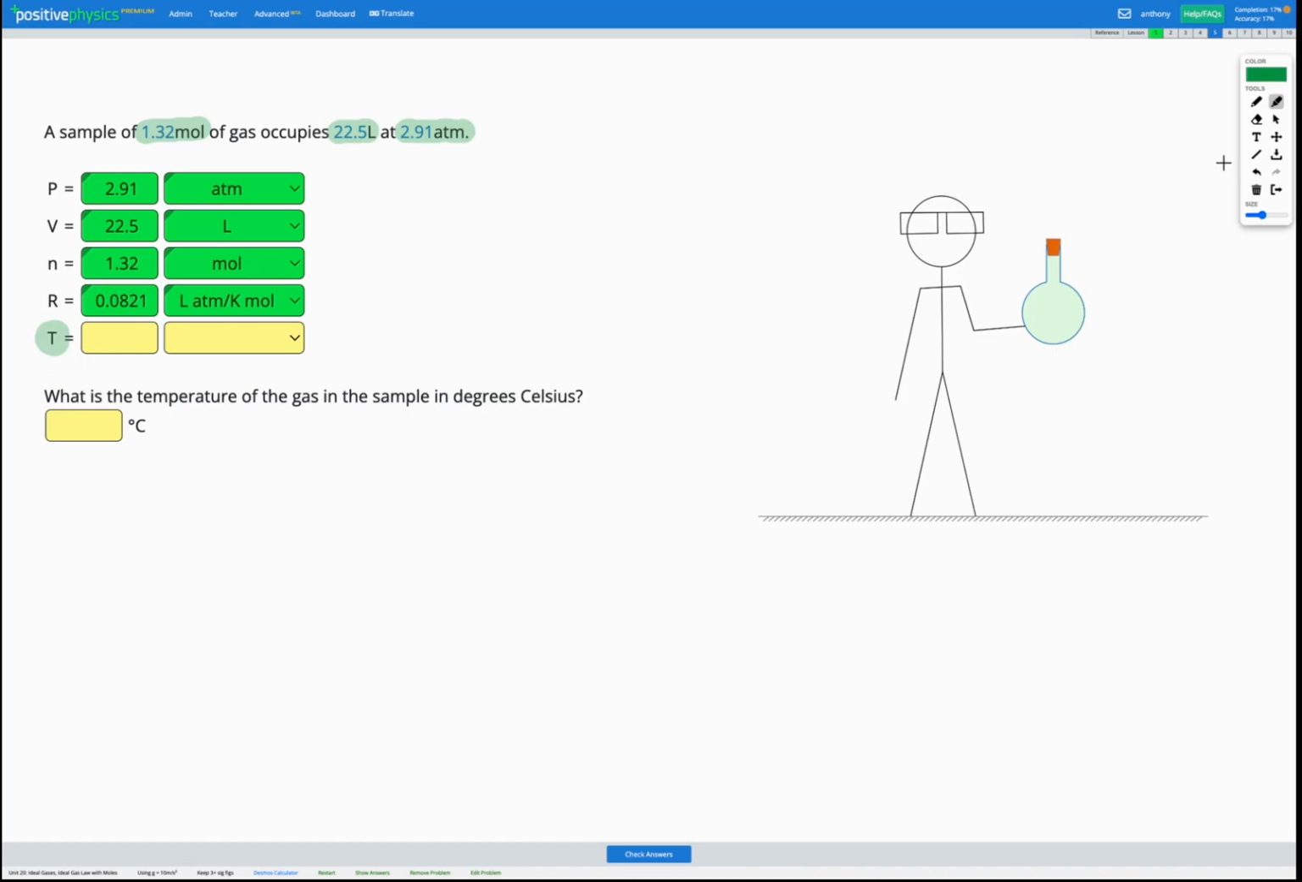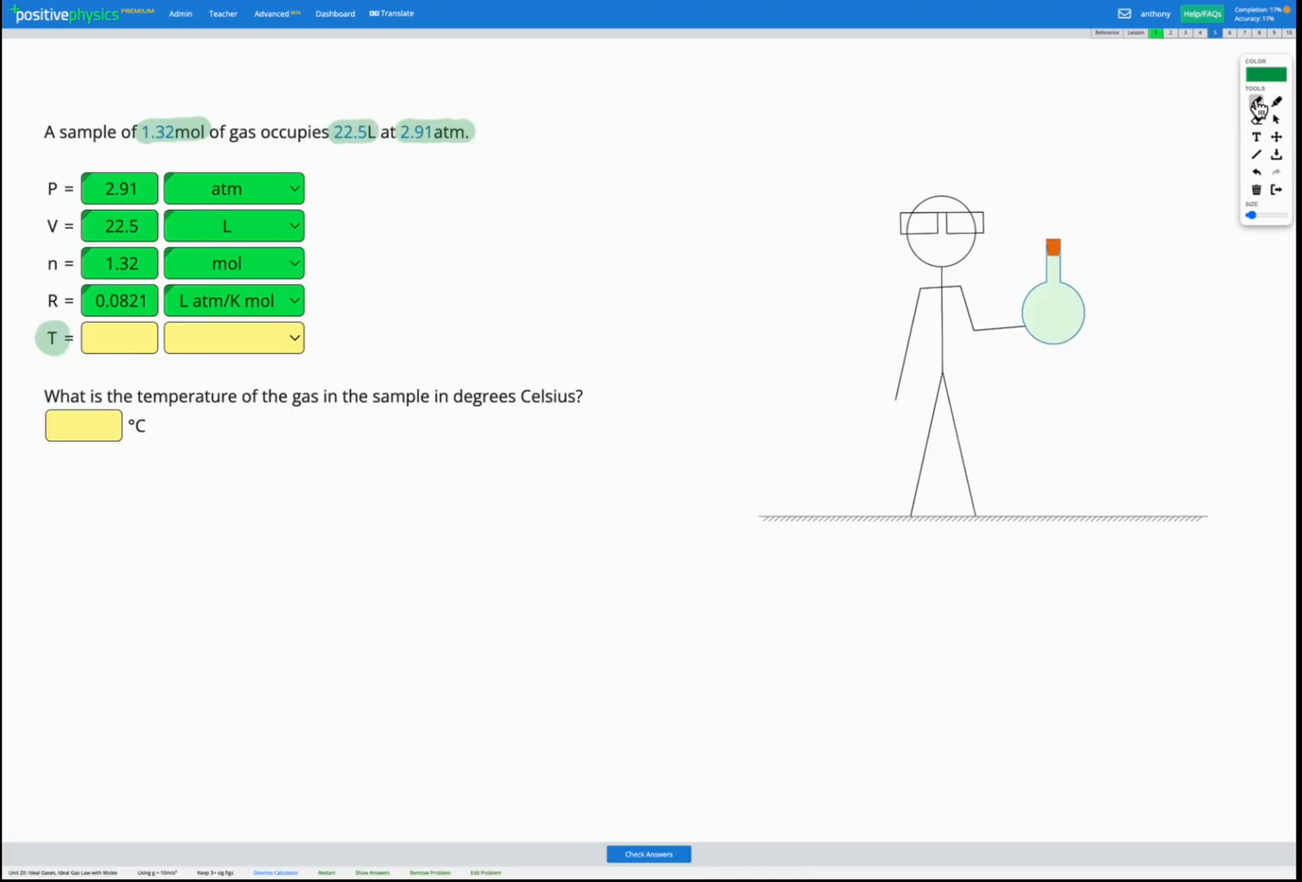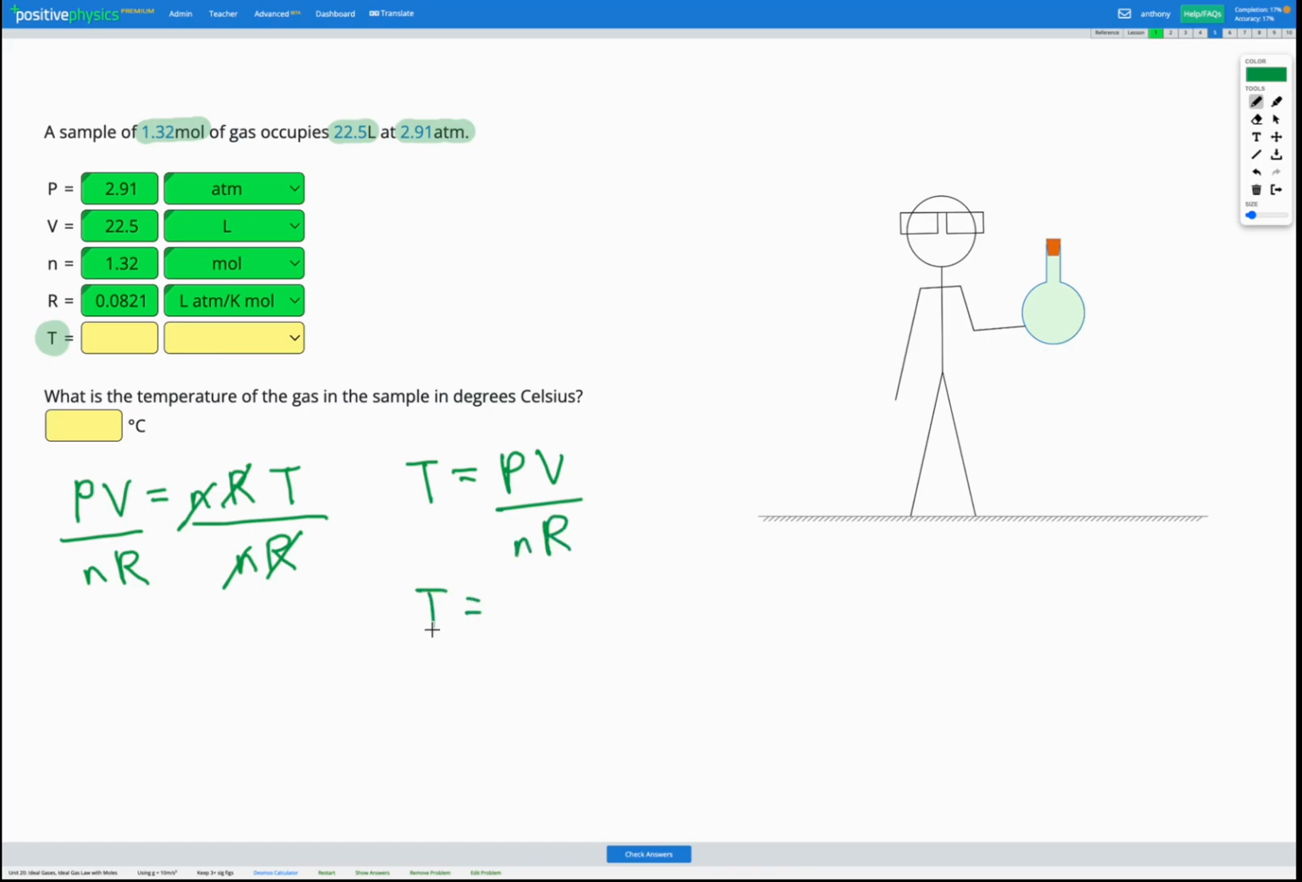Okay, so let's go ahead and write down our equation again, which is PV equals nRT. This time we're trying to find temperature. So to solve this equation for T, on the right we've got temperature multiplied by both N and R. So if we divide both sides by N and R, those are going to cancel out on our right-hand side, leaving us just temperature. So that gets us temperature is equal to PV divided by NR. Now we can put in our numbers for that.